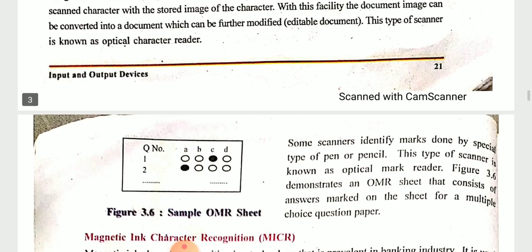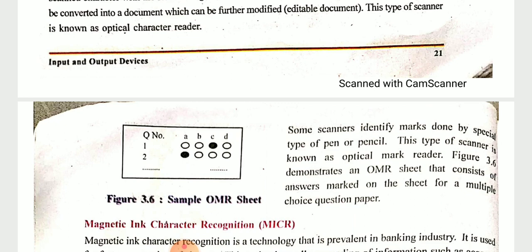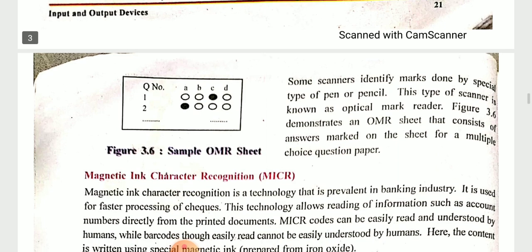Now this is an OMR sheet. The OMR sheet consists of answers marked on it for a multiple choice question paper. OMR sheets are used to fill in the answers of our multiple choice question paper.